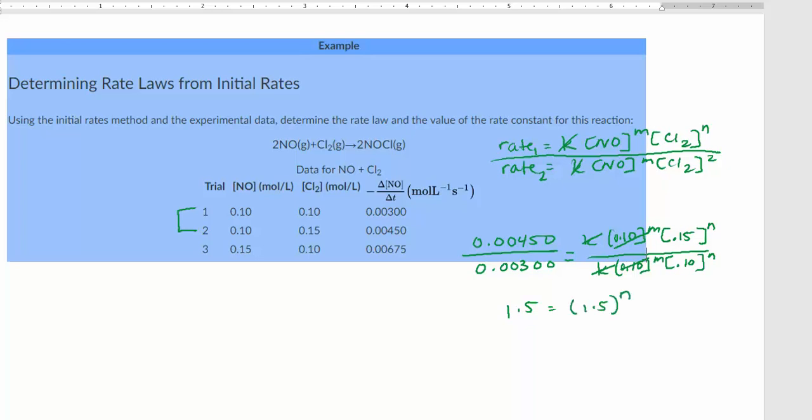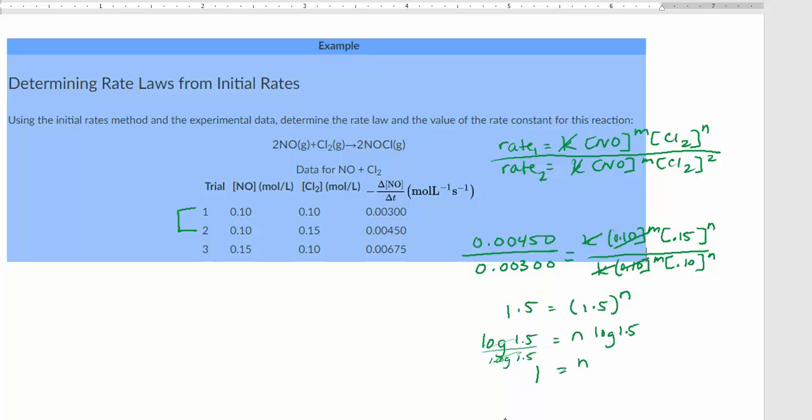Now I'm going to take the log of both sides. So the log of 1.5 is going to be equal to, and this is an algebraic, well, I would call it a trick, but it's a technique, the exponent comes forward, and then we take the log of what we were raising to the exponent. Now, to find n by itself, I would divide both sides by the log of 1.5. I really don't care what the log of 1.5 is, because n times the log of 1.5 divided by the log of 1.5, they cancel each other out. So n is 1. So n is 1 for this reaction rate law.